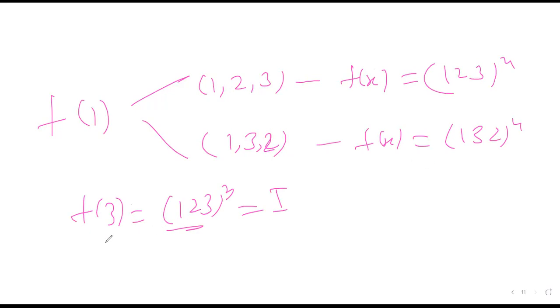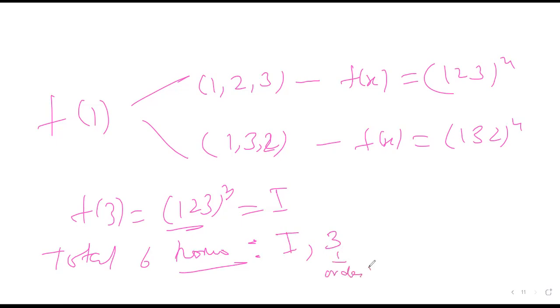So in total, there are 6 homomorphisms. 1 is your identity, then 3 are related to order 2 elements, and then 2 are related to these order 3 elements. Total 6. This was the easy thing to do.